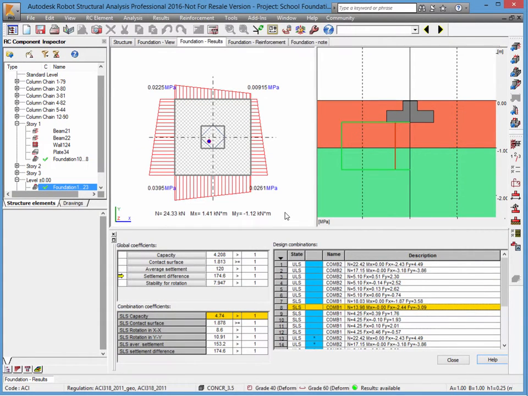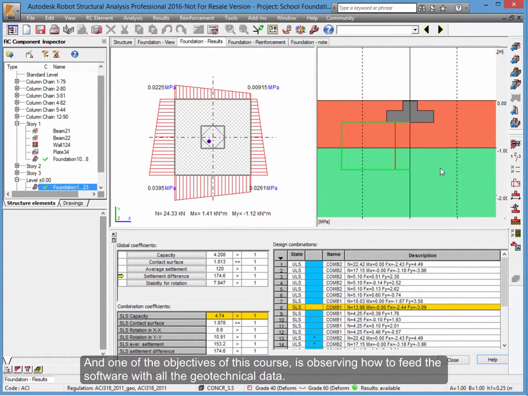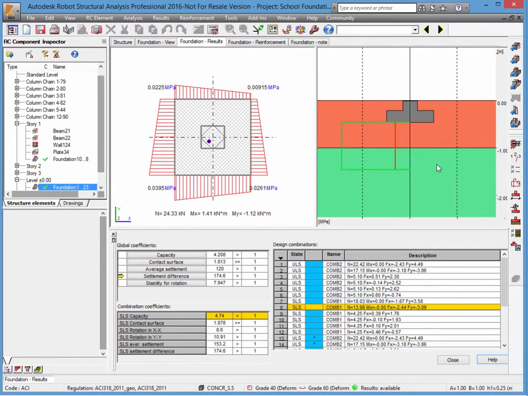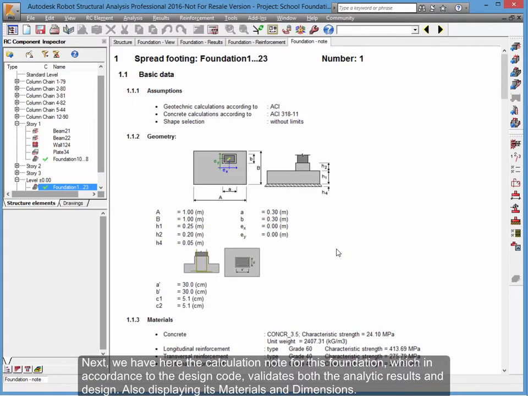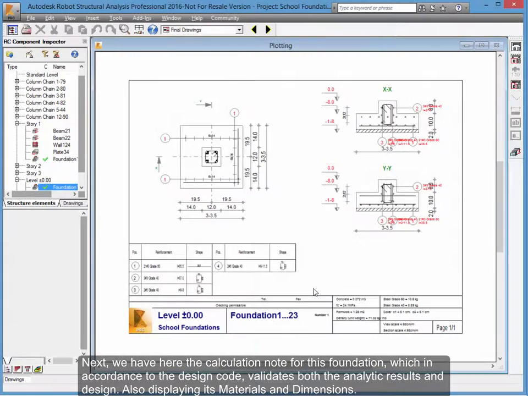such components. And one of the objectives of this course is observing how to feed the software with all the geotechnical data. Namely, part of the goals of this course is to use this geotechnical data for obtaining a truly precise design of the foundations, corresponding at the same time to all the different stresses that have been applied to the structure. Next, we have here the calculation note for this foundation, which in accordance to the design code, validates both the analytic results and design, also displaying its materials and dimensions.